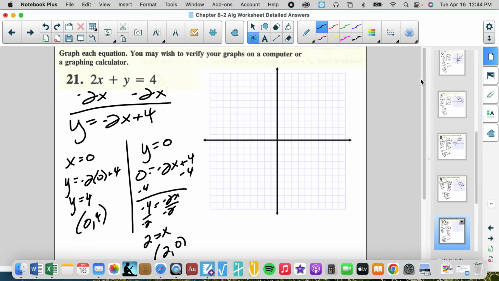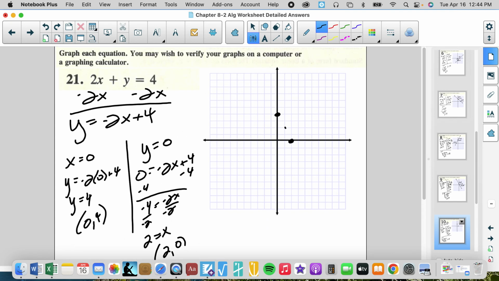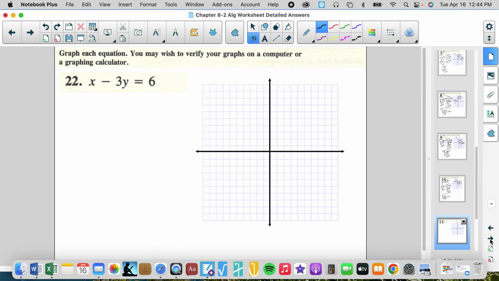Let's graph 0, 4. That's my y-intercept. 2, 0 is my x-intercept. And my third point, 1, 2. And yes, that looks pretty good. Those are the points. Connecting the dots. Labeling my points. 2, 0, 1, 2, 0, 4. Nice.